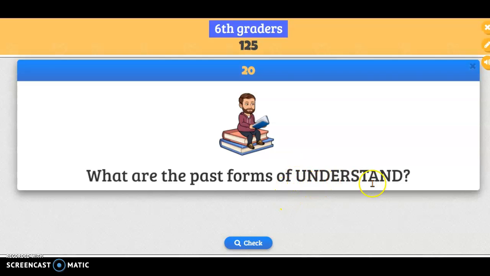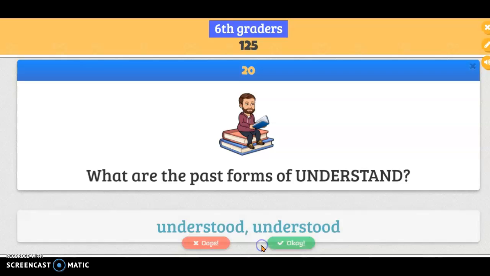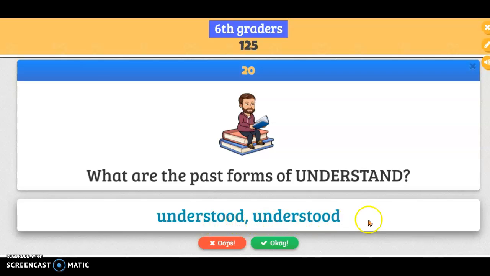Number 7. Past forms of understand. This one's easy as well. Understand, understood, understood. Understand, understood, understood.